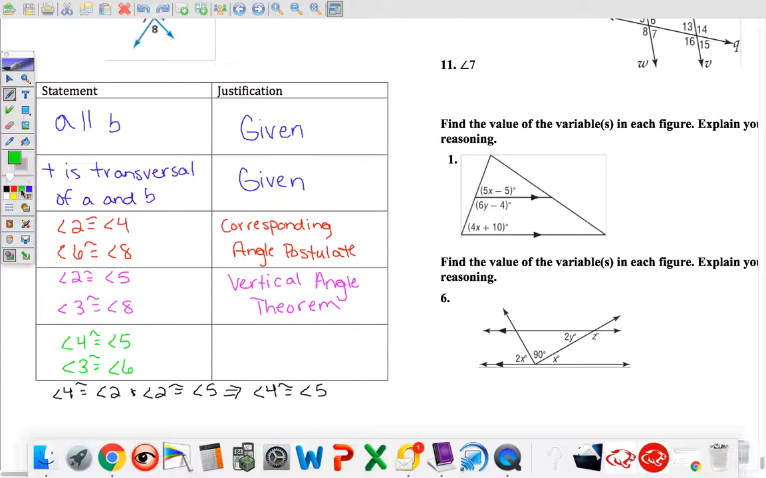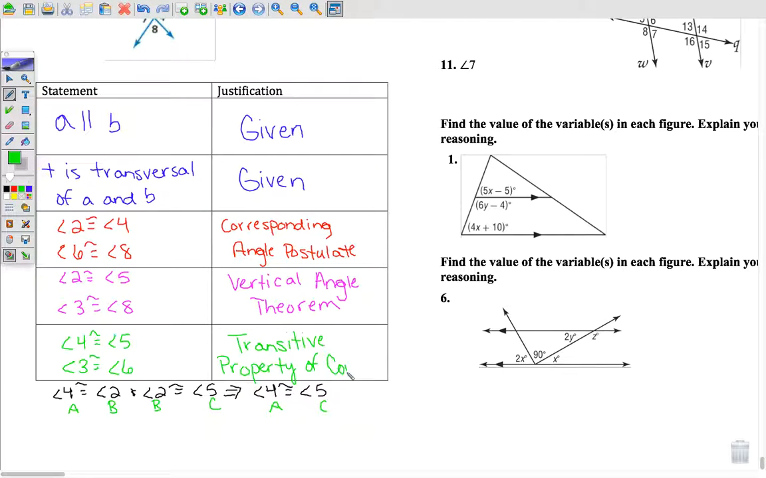So if you notice, here's A, here's B, here's B, here's C, and what we concluded was A and C. So if you remember, you have your middleman. When that middleman cancels out and is gone, this is your transitive property of congruence. Okay, so again, all I did is I flip-flopped this one right here so that I have my middleman.